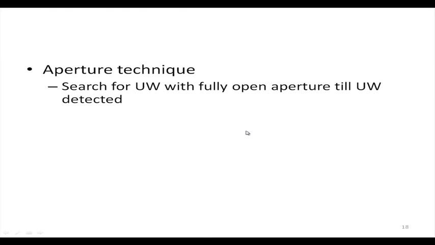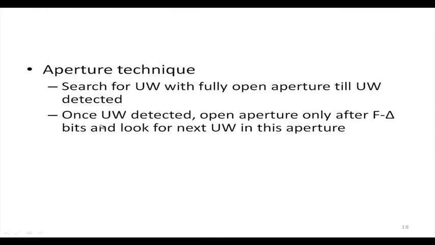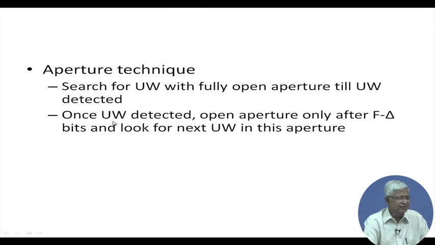Now, that Unicode may be the correct Unicode, or it may be a pattern in the data which, with errors, looks like a Unicode. Then assume that something is detected. So, Unicode is detected, then you open an aperture only after f minus delta. F is the frame rate. So, assume that this is the correct Unicode. Unicode will repeat after f. So, f minus delta is where you open the aperture and look for the Unicode there.